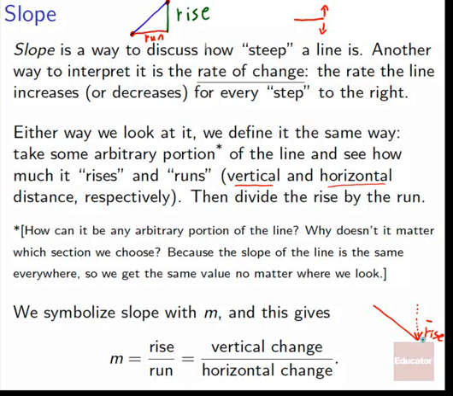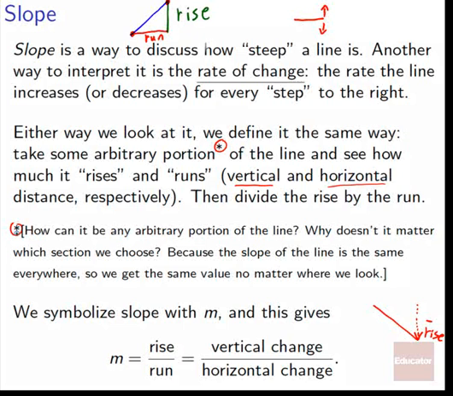All right, let's go back for real quick and address this asterisk. Why is it that we can look at any arbitrary portion of the line? Why doesn't it matter which section of the line we look at, right? Shouldn't it matter if we look at a big section or a small section, or if we look at a high section or a low section? No, because the line never changes slope. That's what it means to be a line.